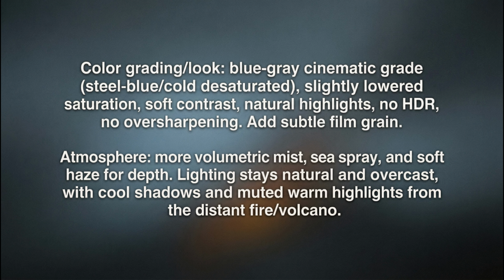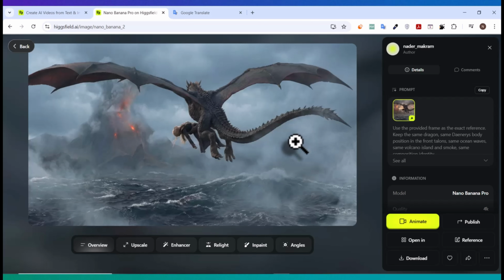Now let's move on to the second correction, which is fixing the colors so they work better for the entire scene. In this case, we want to push the image toward a cinematic blue color tone, and we can do that by writing the following prompt. And this is the result.